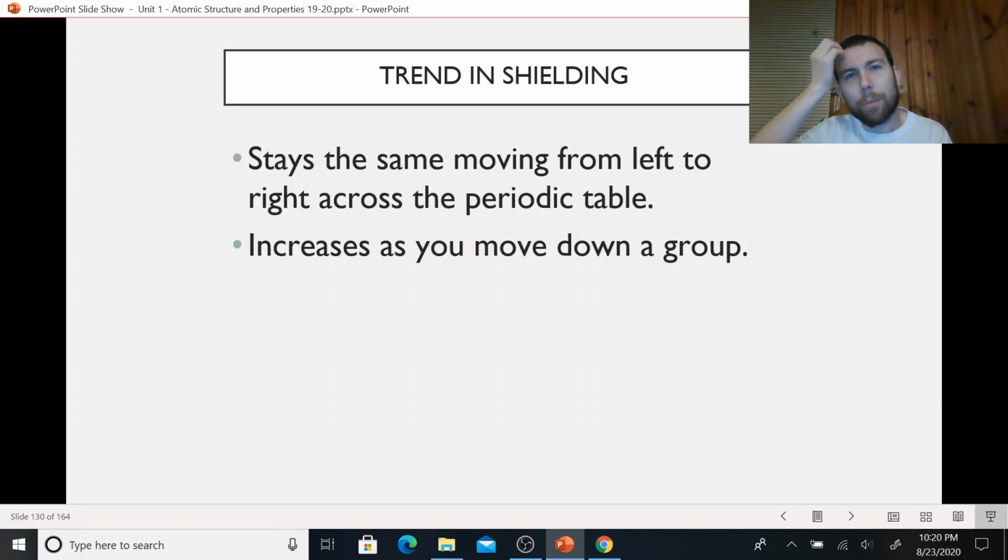Now, when you start to talk about shielding, it's going to stay the same as you move from left to right across the periodic table. Well, that should make sense, because the number of core electrons is not changing as you move across a period. So shielding is not going to really change all that much as you go from left to right. But as you move down a group, shielding is going to change, because you're going to add a completely new set of core electrons, which are going to increase that shielding effect from those core electrons. I hope that makes sense.